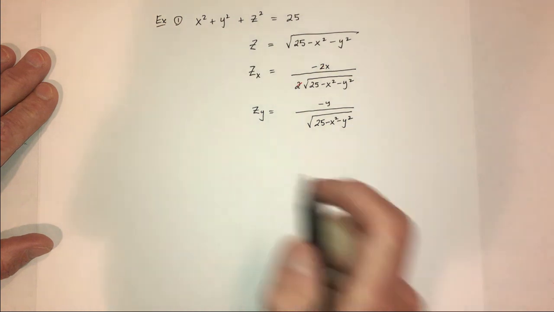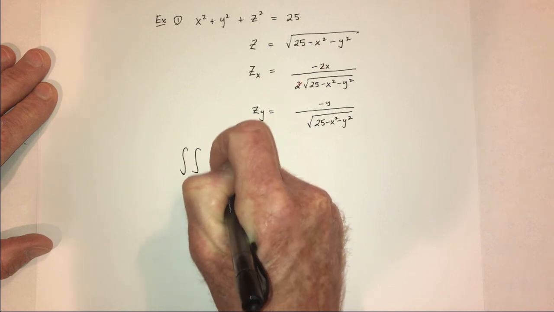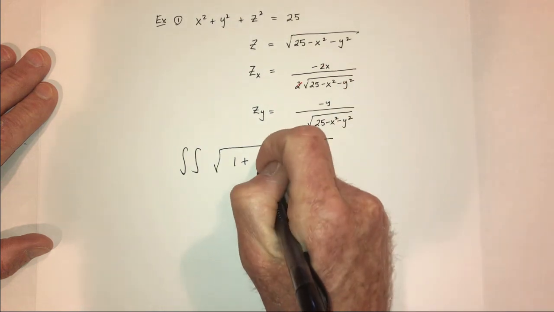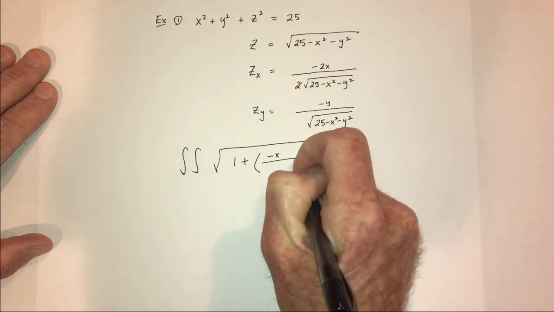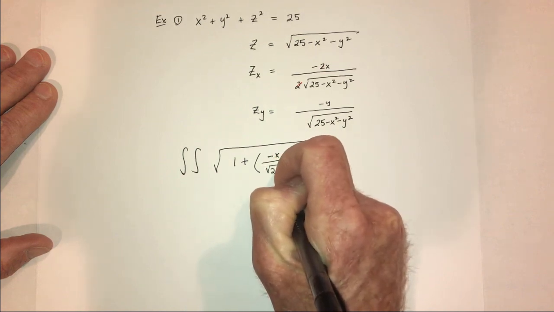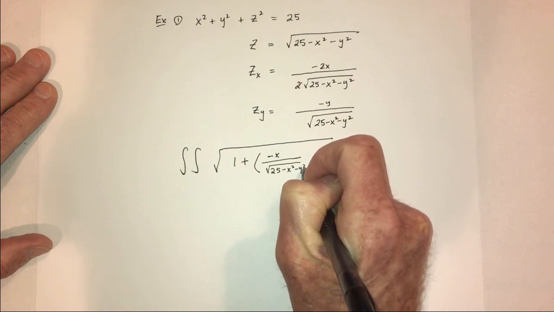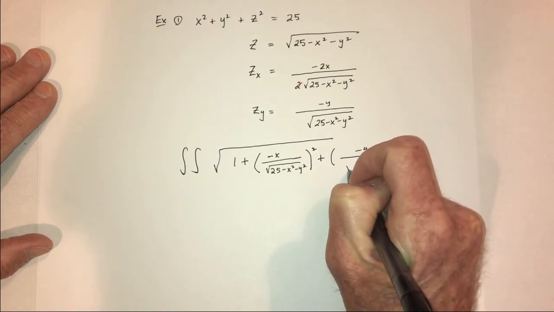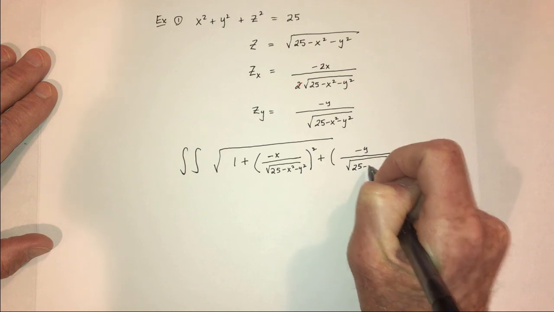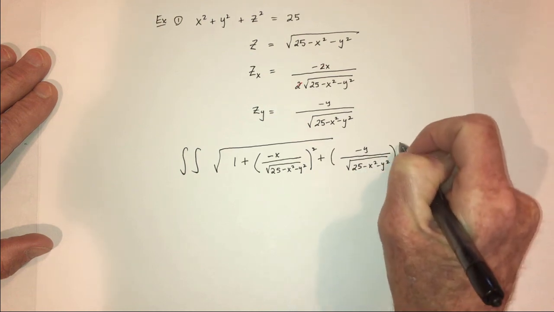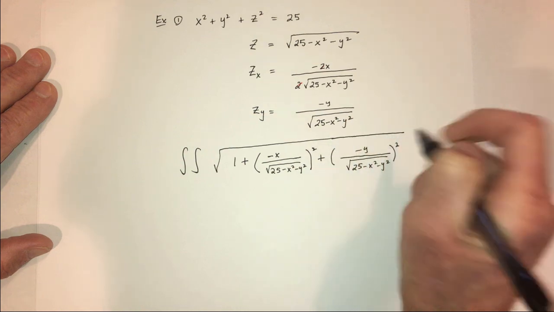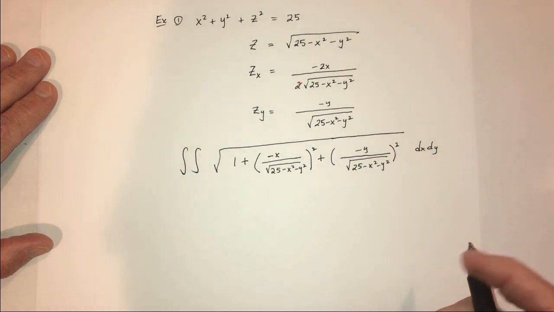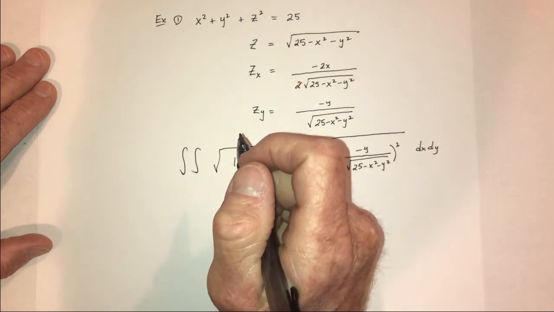All right, now we need to set up a double integral. It's going to be the square root of 1 plus, and then each one of these needs to be squared. So that derivative gets squared and this derivative gets squared. Then my square root needs to be longer, and then dx and dy, or dy and dx. Now we need limits.